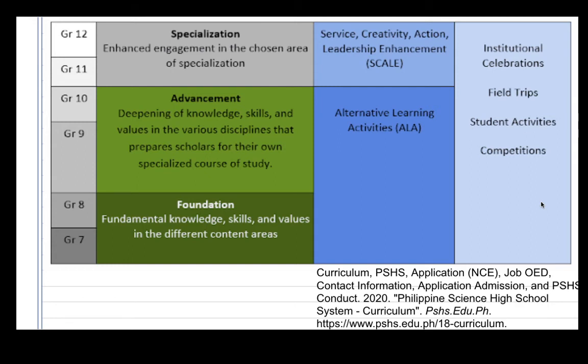For the specialization for grade 12, it is the enhanced engagement in chosen area of specialization, service, creativity, action, leadership, enhancement. And from grade 12 to grade 7, they are going to have institutional celebration, field trips, student activities, and competition. For grade 10 and grade 9, the advancement of deepening the knowledge, skills, and values in various disciplines that prepare scholars for their own specialized course of study. Grade 8 and grade 7 for the foundation, fundamental knowledge, skills, and values in different content areas.